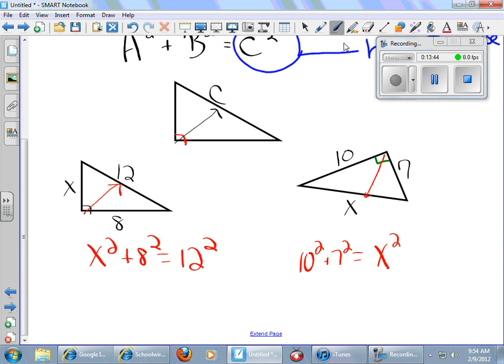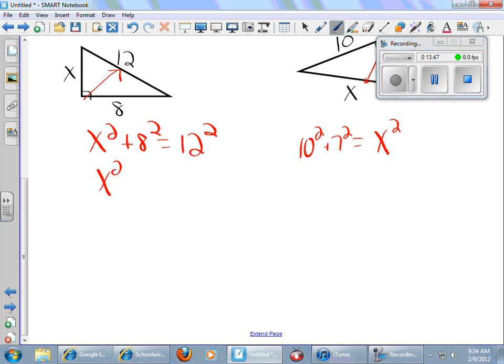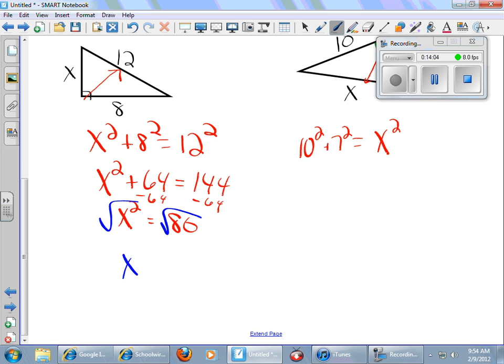On the left-hand side one, first thing I'm going to do is square everything that I can. Then I'm going to subtract 64. Looks like x squared is going to be 80. Then I need to take the square root of each side. That'll be a number very close to 9. It's going to be just under 9 and probably even round to 9. It actually comes out to be about 8.9. I didn't give you any units, so the word would be units there.